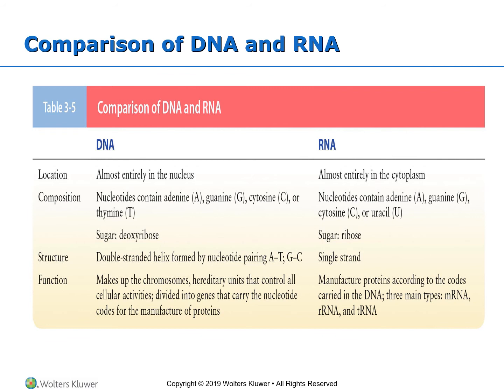Now, for function, DNA makes up the chromosomes, which are the hereditary units controlling all cellular activities, while the function of RNA is to manufacture proteins according to the codes that were previously copied from the DNA. And we have 3 major types of RNA. We have the RNA that is M, or messenger. We have the RNA that is R, and the RNA that is T, for transfer or translation.